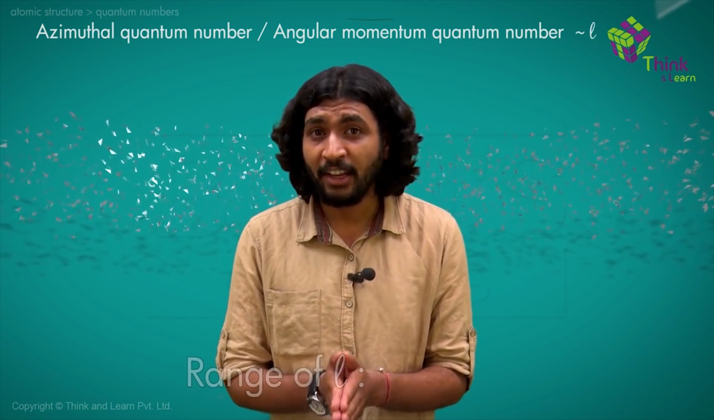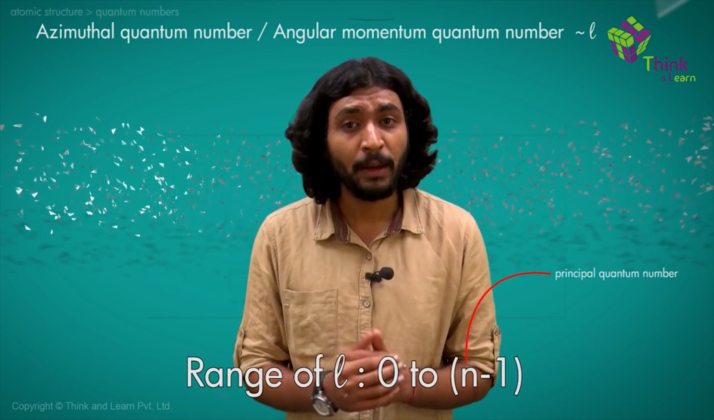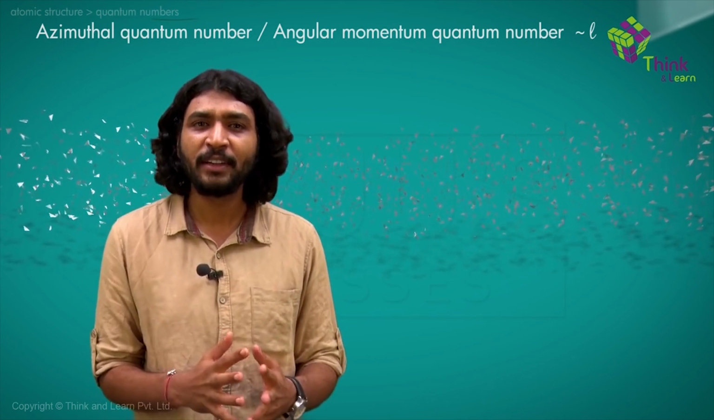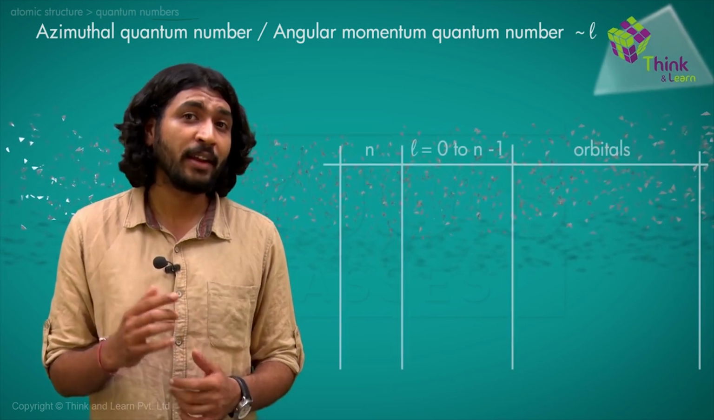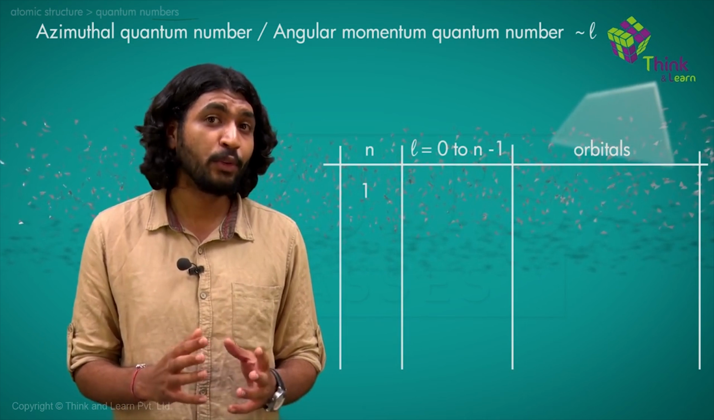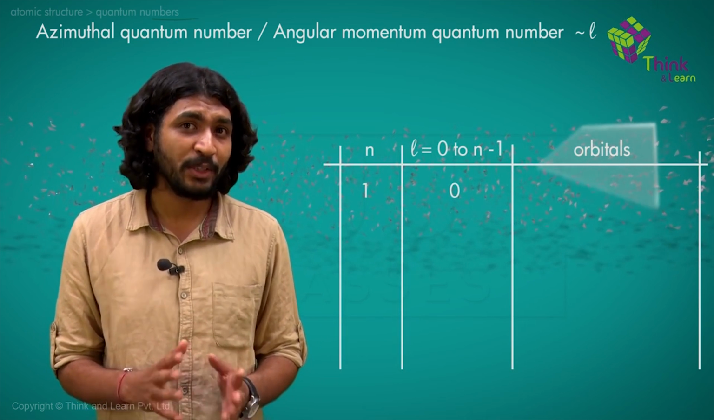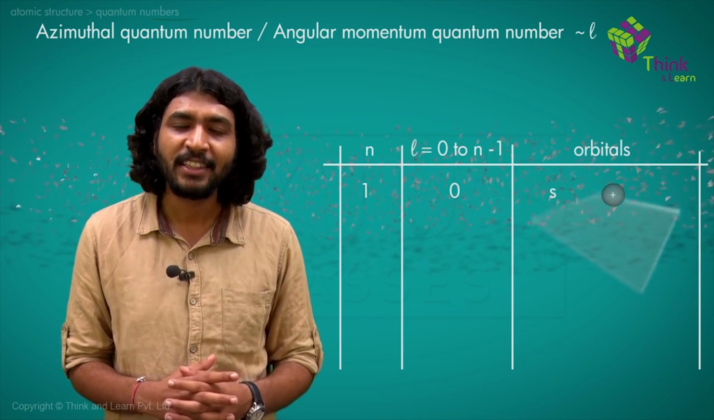The azimuthal quantum number, represented by L, ranges from the values 0 to n minus 1. So what is n? N is the principal quantum number. Now let's examine how the values of L vary with respect to n. If you consider the first energy level, n is equal to 1. And what's the value of L? L is equal to 0, which means in the first energy level, only the s orbital can exist.